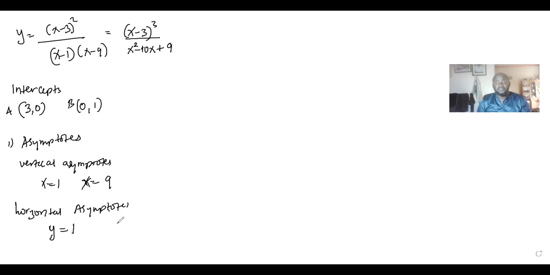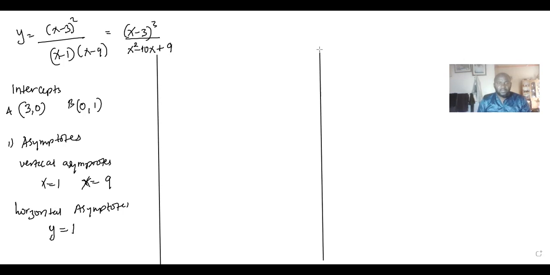What method did you use for the horizontal? Cross multiplication, or you used the limits? Did you use cross multiplication or the limits? Cross multiplication. Okay, if you have used cross multiplication, you should be able to give us the turning points and the region where the curve does not pass. Can you? Okay, it seems you can't.